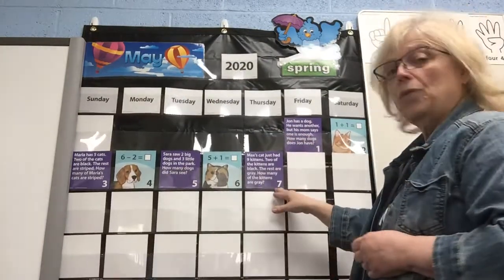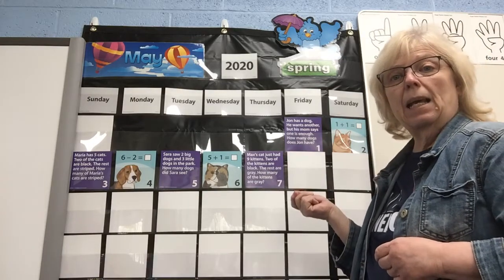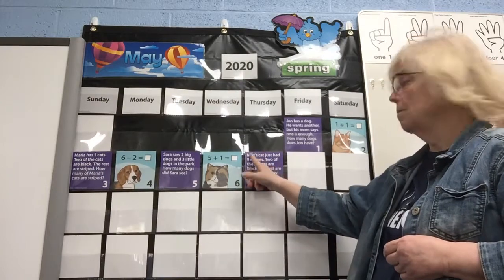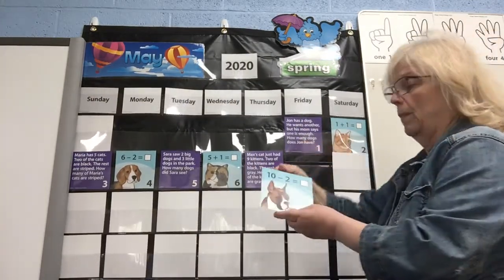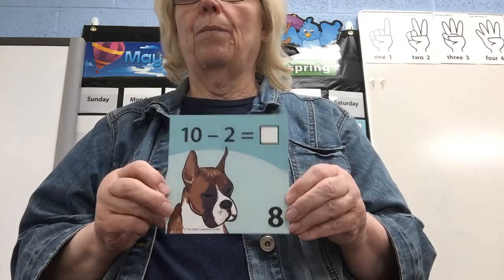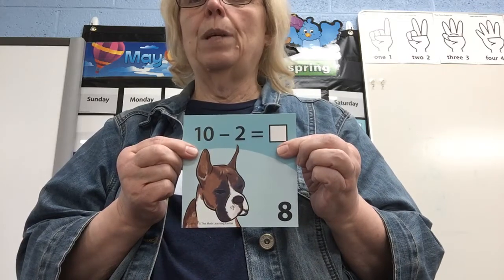After 7 comes 8. And we're going to have a math fact. And we have another subtraction problem. Let's read this one together. 10 minus 2 equals blank. 10 minus 2 equals blank.